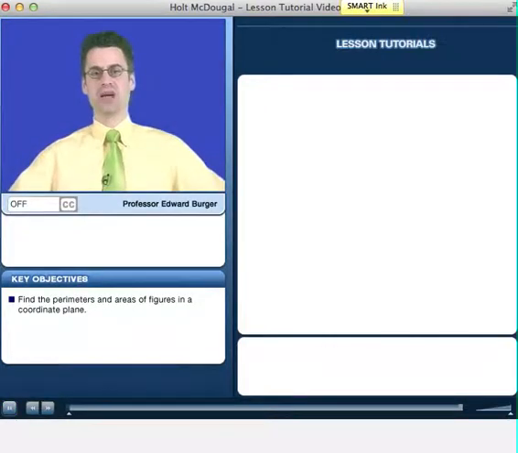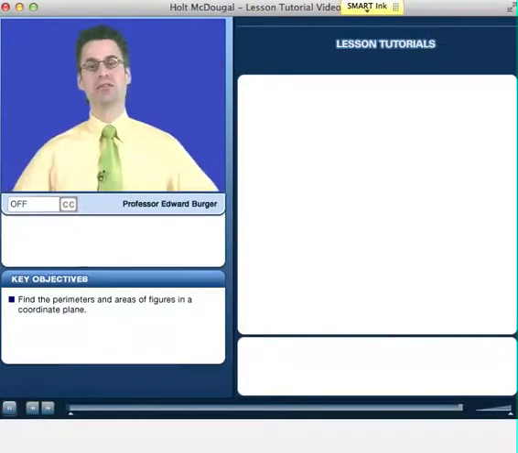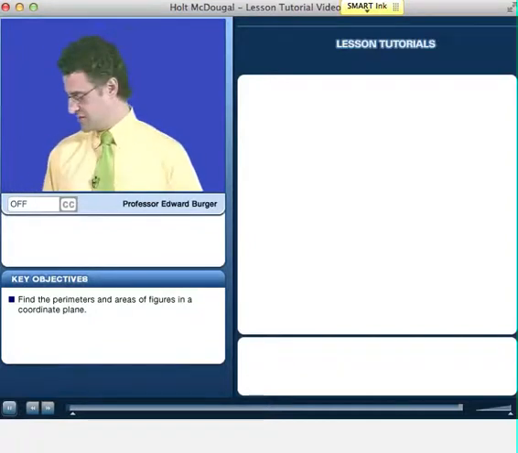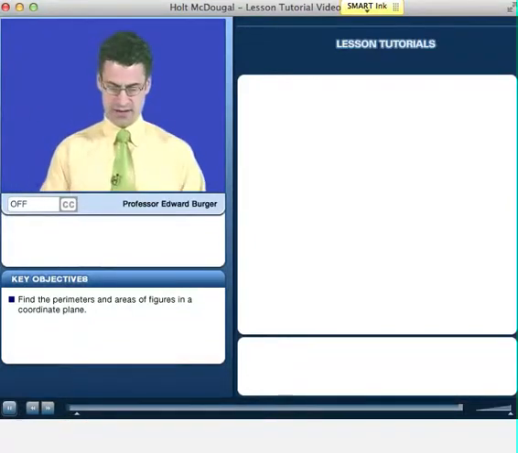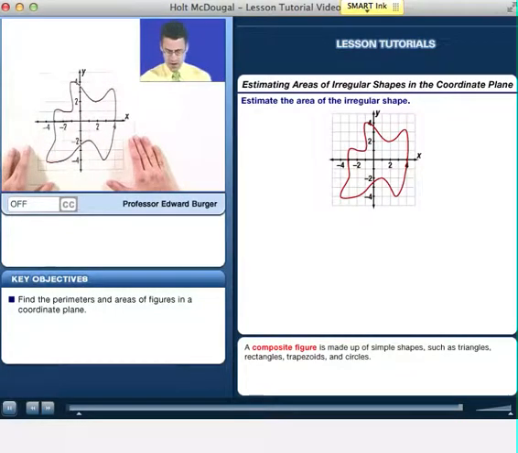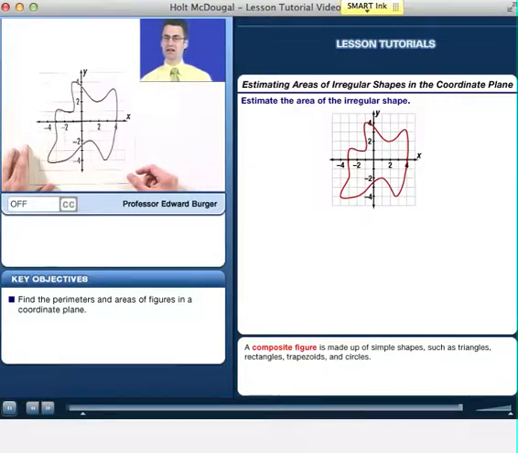Hey, let's take a look at shapes in the coordinate plane and see if we can find their perimeters, their areas, see what's going on. Well, here's a really crazy shape. Look at that thing. Let's see if we can actually estimate the area of this wild thing.